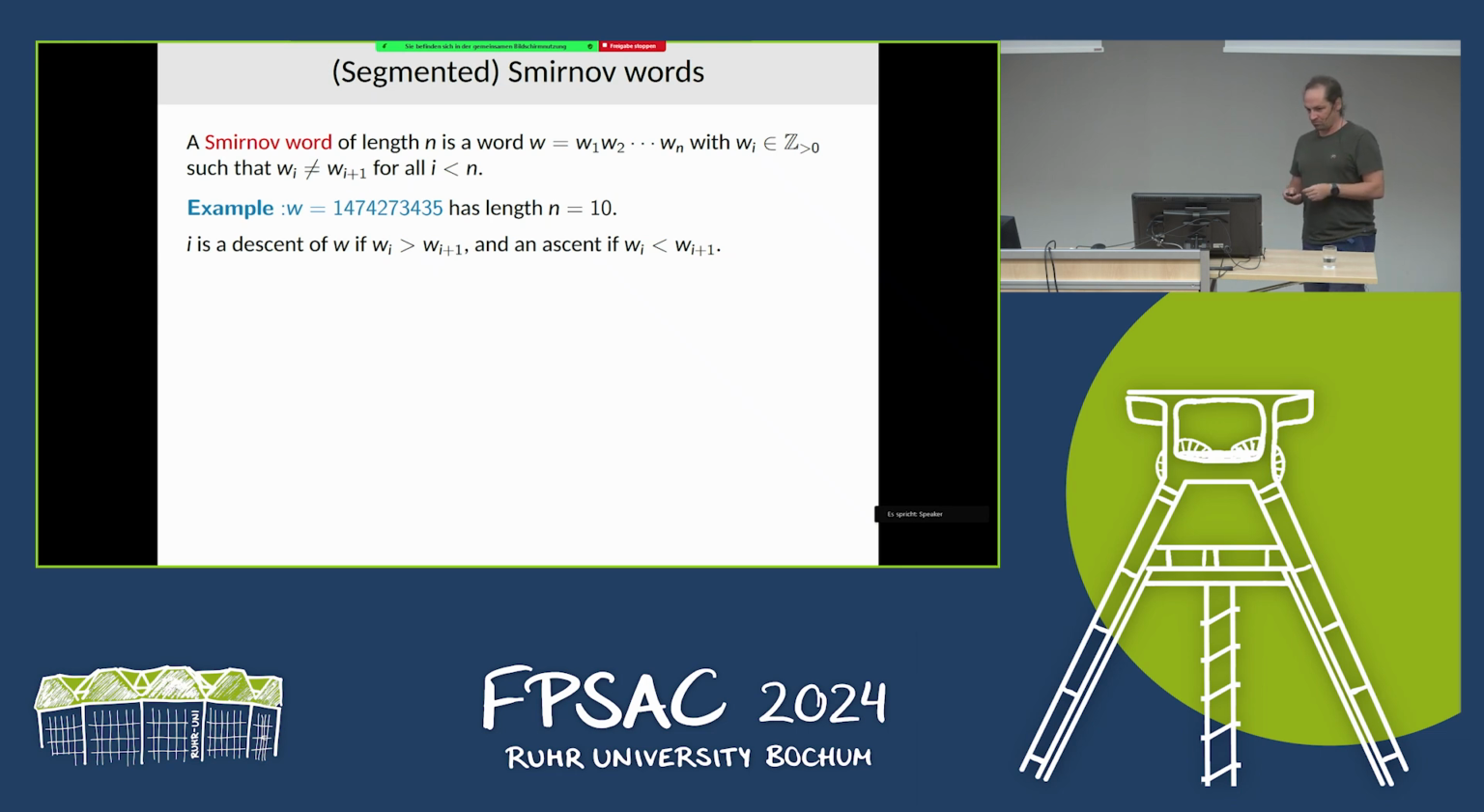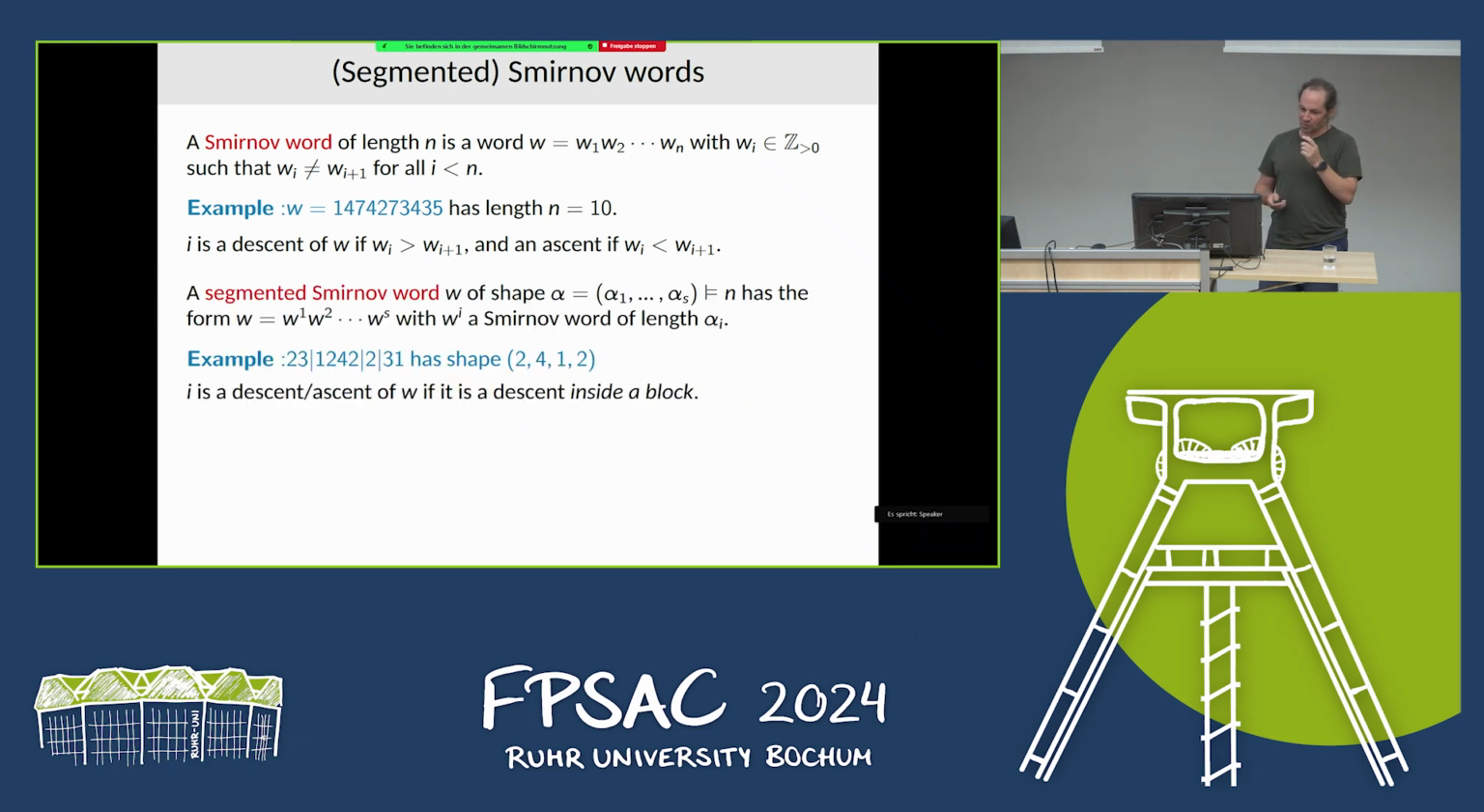Okay. So Smirnov words occur, for instance, you must have seen them somewhere. If you take a word and replace repeated adjacent equal letters by just one letter, you get a Smirnov word. Or if you take the colorings of the path graph, then it's essentially a Smirnov word, this kind of stuff. So maybe you don't know the term, but you've seen them somewhere.